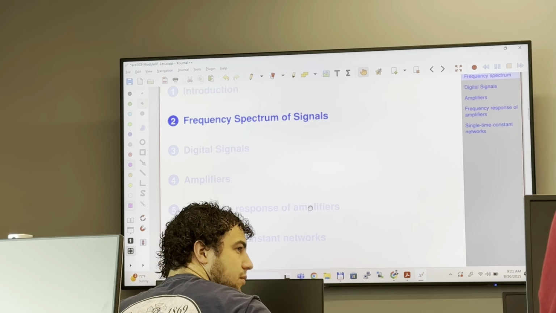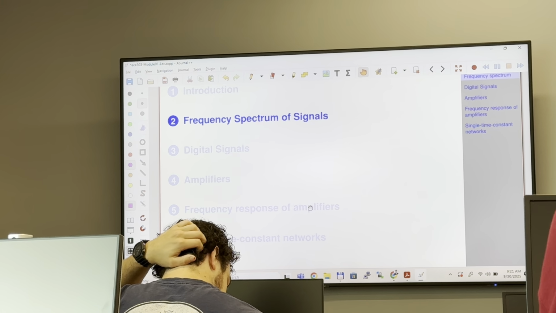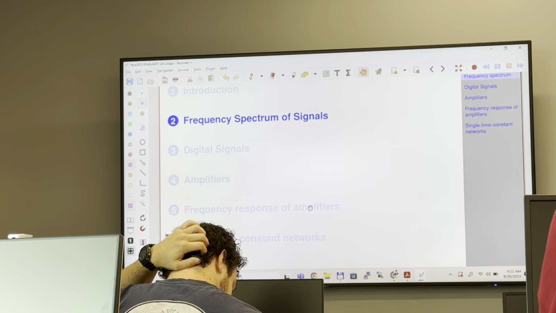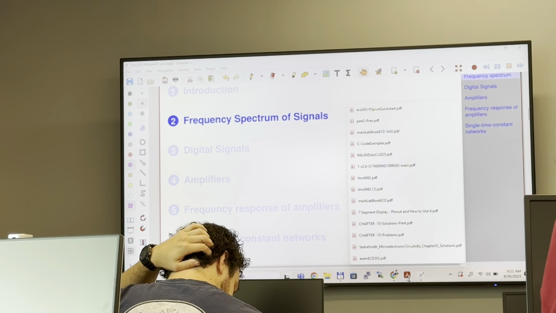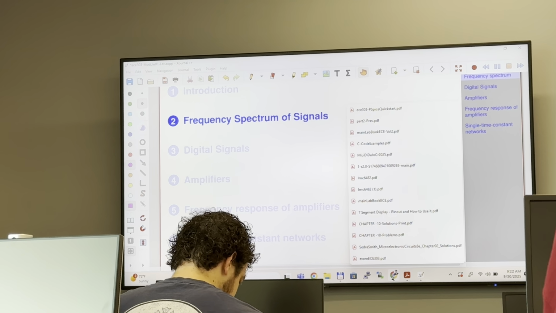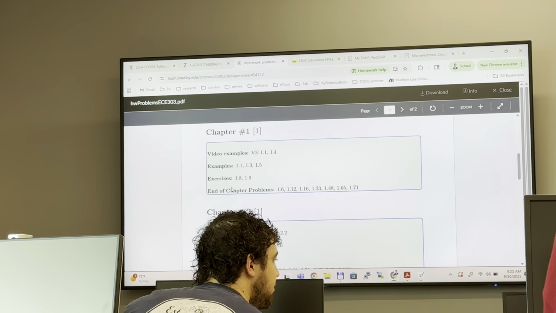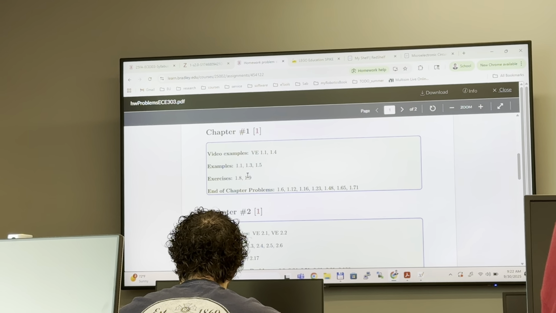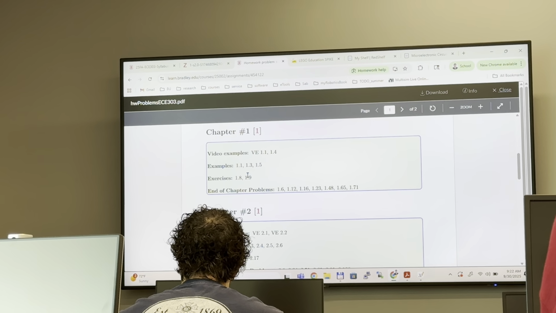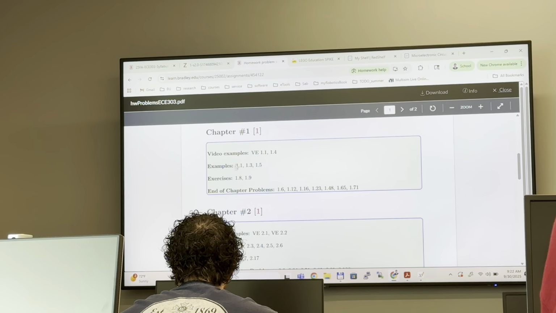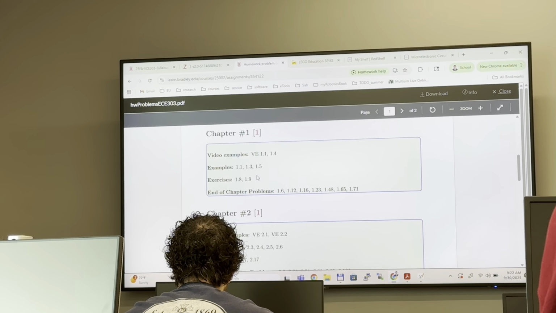Does the book provide solutions to all the homework problems that you posted? The book provides as an instructor. I have solutions to all the problems. Okay, so video examples, you already have the solution. Examples, you have the solution from the book. Exercise, just the answer, but students don't get the solution. But end of chapter problems, there are some restrictions that I will not be able to post the solution.